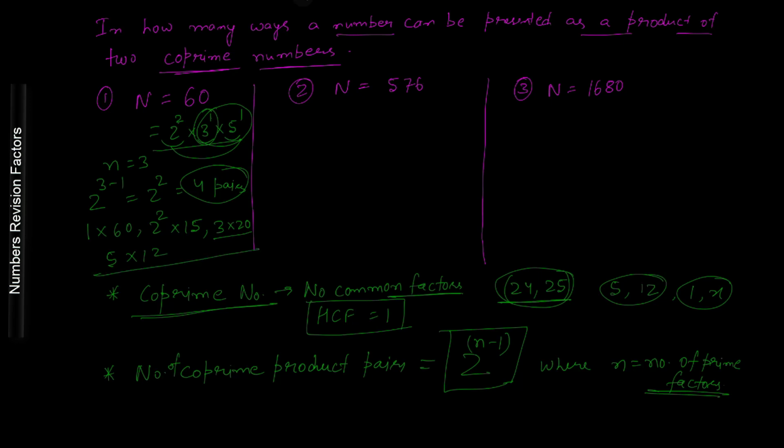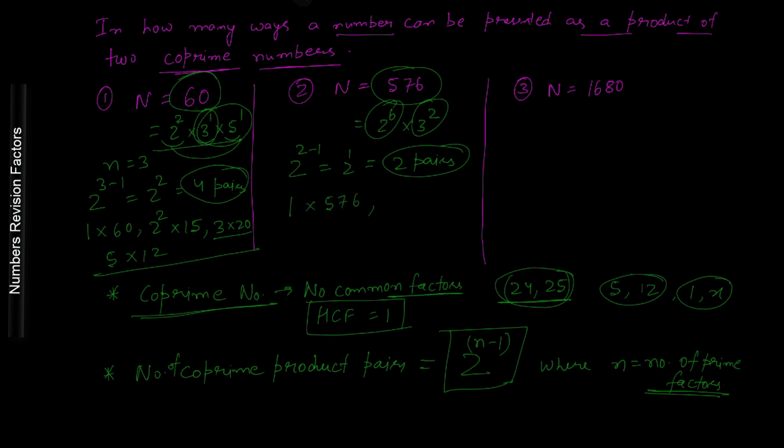Right? 576. Here it doesn't matter whether the number is a perfect square or non-perfect square, because it depends only on the number of prime factors. So 576 is 24 square, that is 2 to the power 6 into 3 to the power 2. So only 2 prime factors. Power doesn't matter. So simply 2 to the power 2 minus 1, that is 2 to the power 1. So 2 pairs, as simple as that. What are those 2 pairs? You can see it is 1 into 576, everything. And 2 to the power 6 into 3 square. This itself is a co-prime pair. Any other pair will not be a co-prime pair.